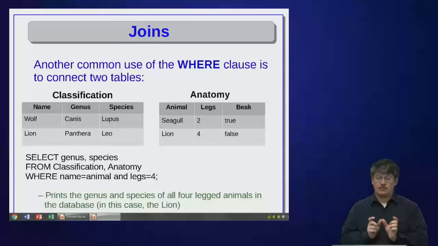So it's going to check if the number of legs is 4, and since it is, it's going to print out Panthera leo. That was kind of complicated, but I hope you followed it. Basically, it's checking both conditions. The name in the classification table must be the same as the name of the animal in the anatomy table, and the number of legs must be 4. If both of those criteria are true, it prints out the genus and the species.